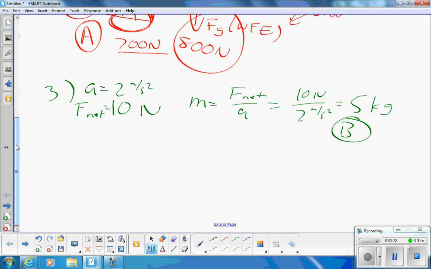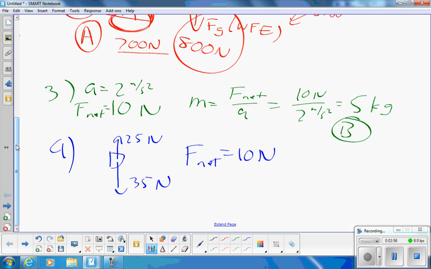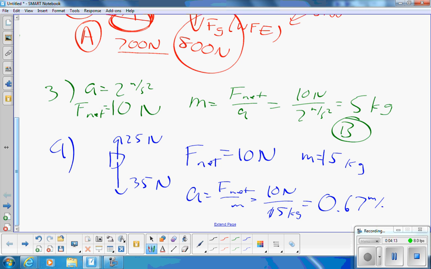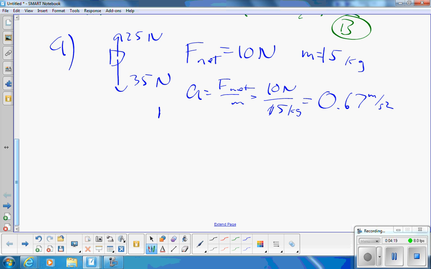Okay, 4. Basically the same as the last one. I've got a 25 newton horizontal force north and I've got 35 newtons south. That gives me a net force of 10 newtons south. It has a mass of 15 kilograms. What's the acceleration? A equals F net over mass, 10 newtons divided by 15 kilograms gives me 0.67 meter per second squared. It's south, but they don't care because they only asked me for the magnitude, and that is choice A.